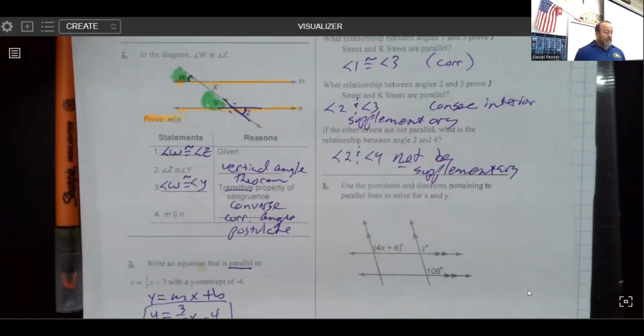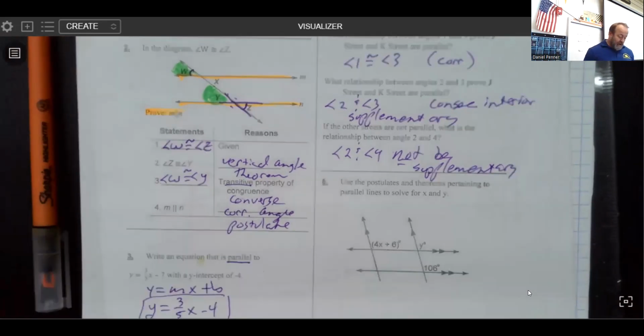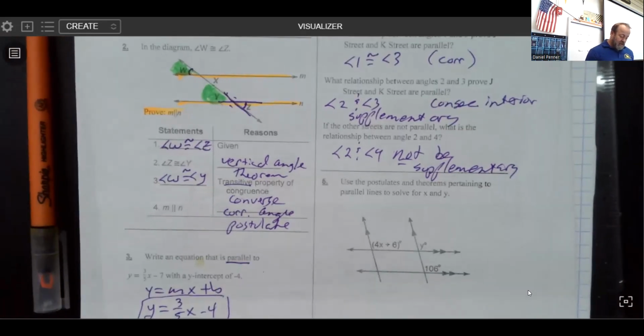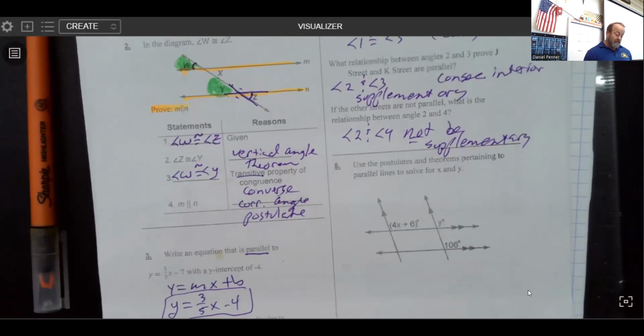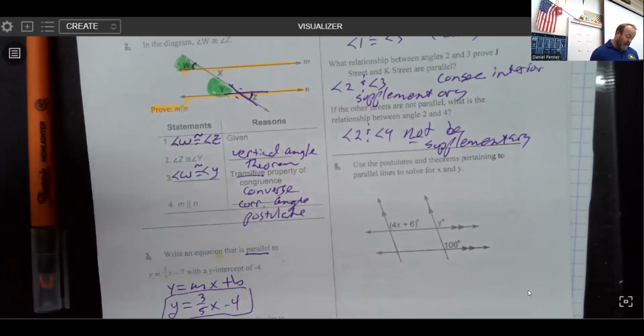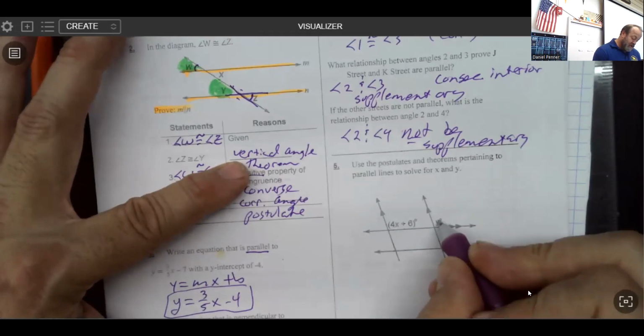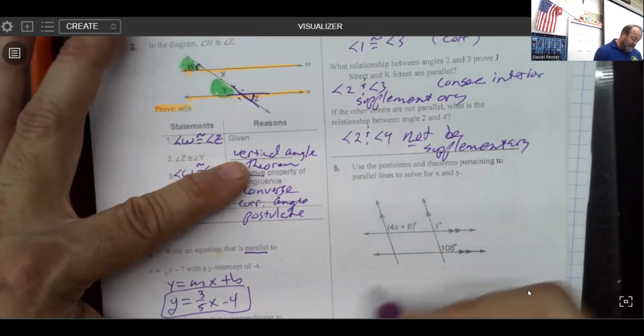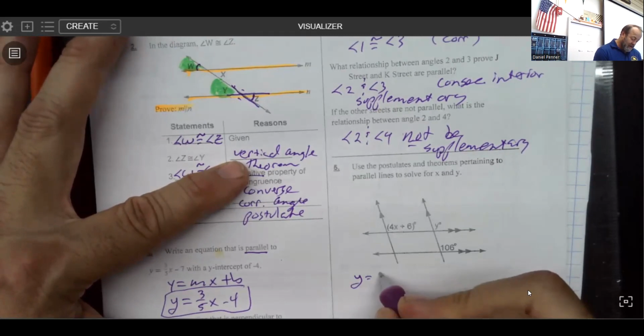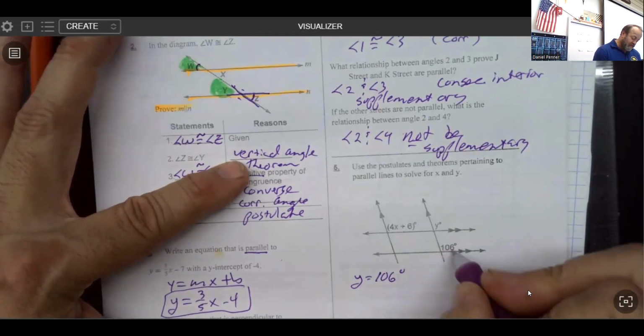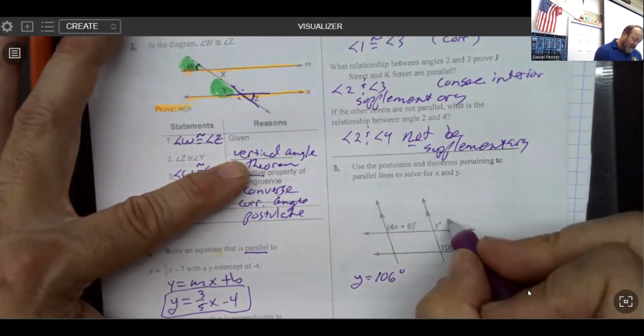Number 5, I wanted to see if I could get through these, but I wanted to try to come up with a situation of what those values would be if these lines are in fact parallel, or what they would have to be to ensure that the lines are parallel. Well, right off the bat, I can see that these two angles, y and this 106, are corresponding angles. So I immediately know y has to be 106 because corresponding angles of parallel lines have to be congruent.